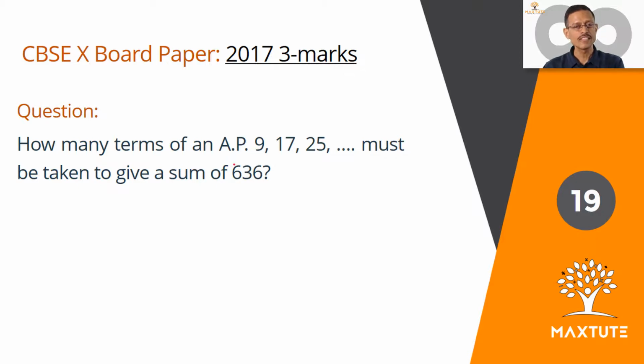How many terms of an AP 9, 17, 25 (the first 3 terms have been given) must be taken to give a sum of 636?